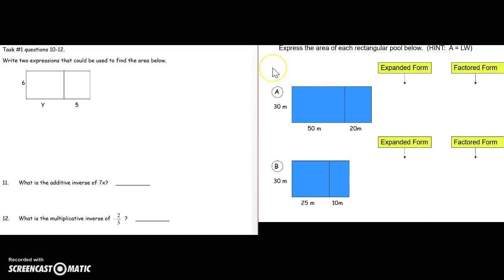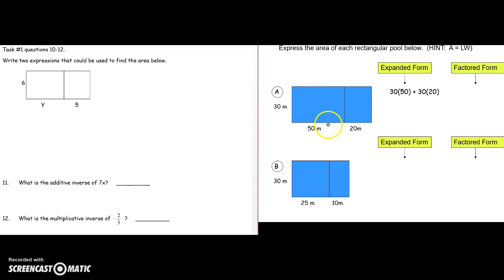So if you notice, over here we have the number 30. That number 30 represents the length that is right here on this rectangular figure, and it's also the length that is right here because it's the opposite side of a rectangle. Okay, so we have two forms, the expanded form and the factored form, as we said earlier. If we want to find the expanded form, we will take this 30 and this 50 and multiply them together. That's how you find the area of this first figure right here.